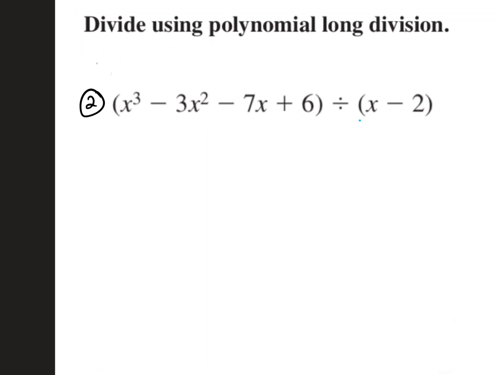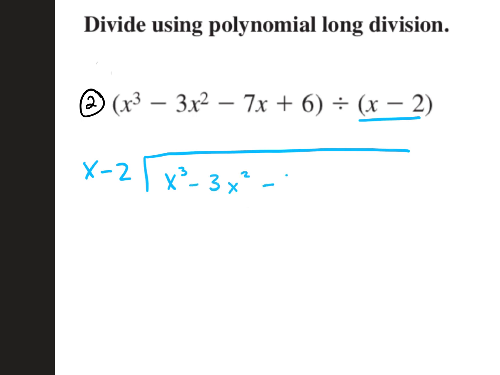Outside the box, I'm going to write my divisor. So that'll be x minus 2. Inside, I write what I'm dividing into. So x cubed minus 3x squared minus 7x plus 6. So we start, step 1 was to divide. X cubed divided by x. If you need to write it down to see it, write it down. So if I have 3 x's and I take one away, I'm left with 2 x's, so x squared.